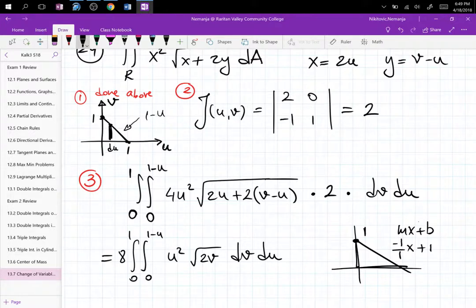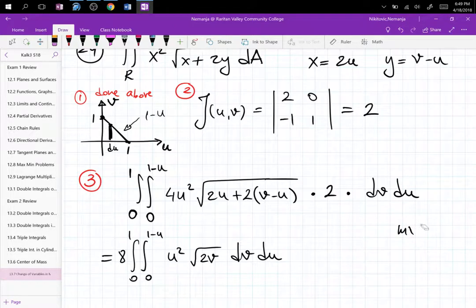Or you can pick your 2 points. You have them, (1, 0) and (0, 1), and then run your algebra between those 2 points to find the slope, to find the b, whatever needs to be done.